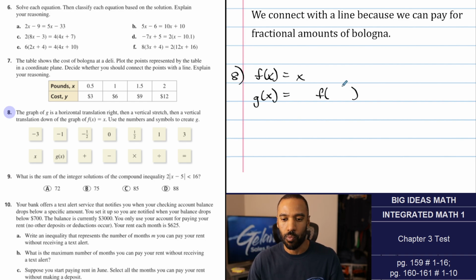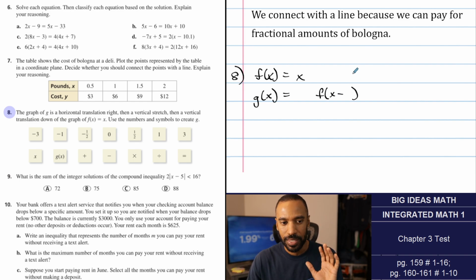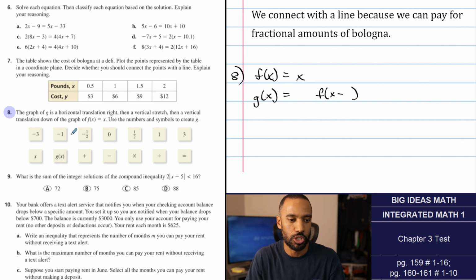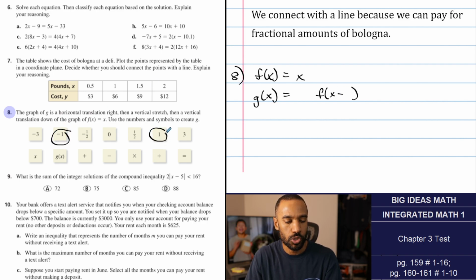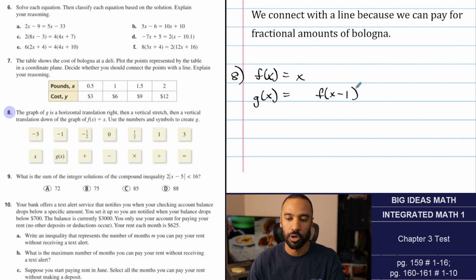So G of x takes your f of x equation and does the following. Horizontal translation to the right. That means we have to subtract something within here. To go right, we go opposite of. Now, I don't know if the formula itself shows the minus, therefore I'm technically choosing a -1 or a +1 here because it shows a minus in the formula. Either way, we can put a 1. Maybe that's why they're putting both, so you don't confuse yourself.